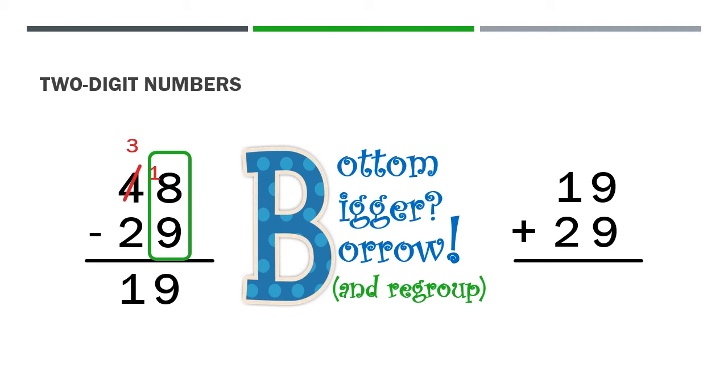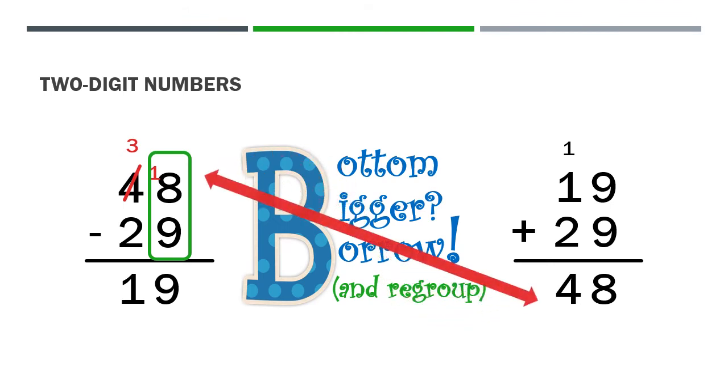So let's see. 9 plus 9 equals 18. So write my 8 and carry my 1. 1 plus 1 plus 2 equals 4. So 48, yes, it matches the 48 at the top of my subtraction problem. So I know that my work is correct and my answer is correct.